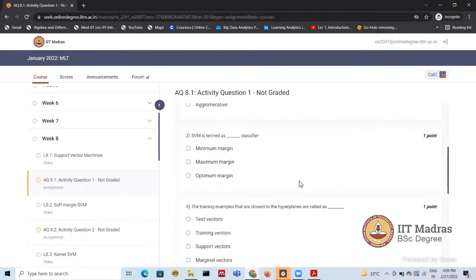So next thing: SVM is termed as a dash classifier: minimum margin, maximum margin, or optimum margin.